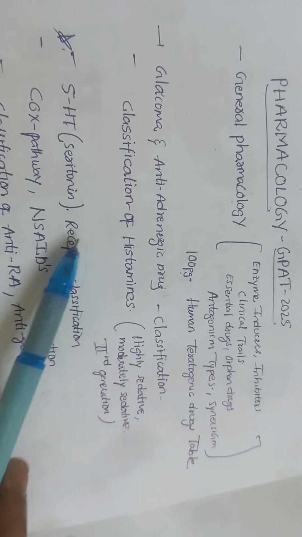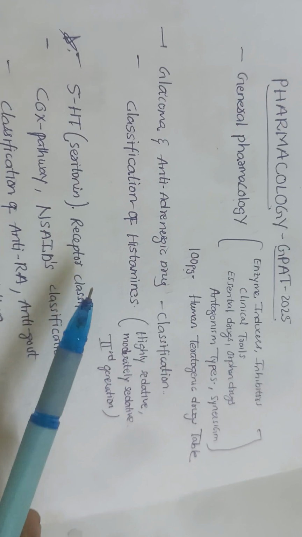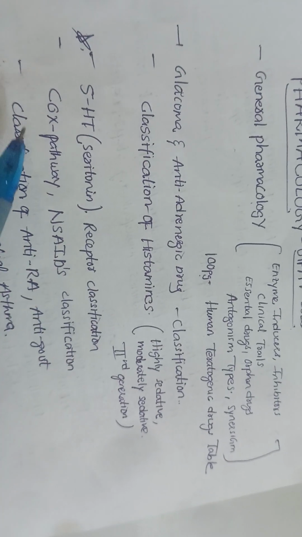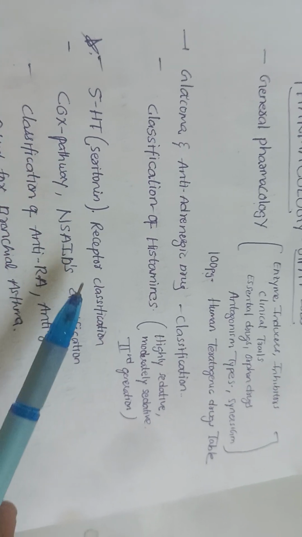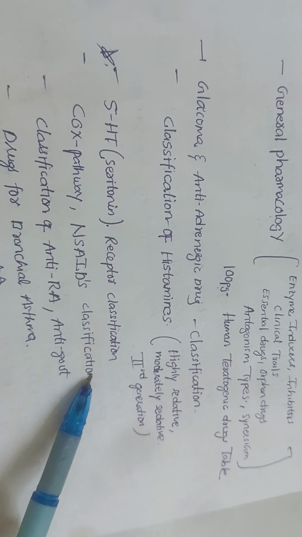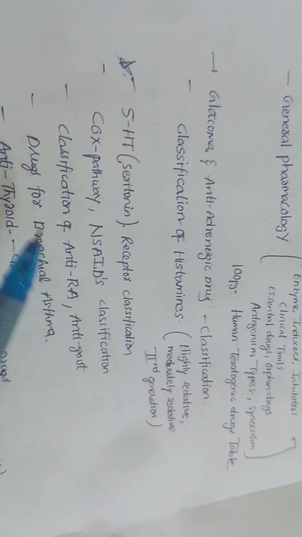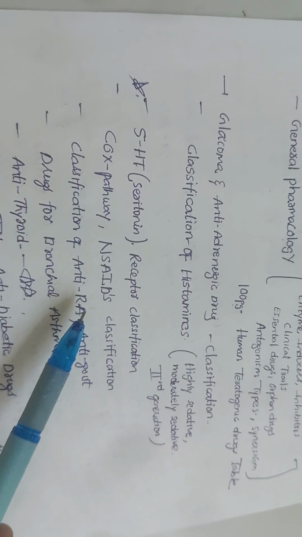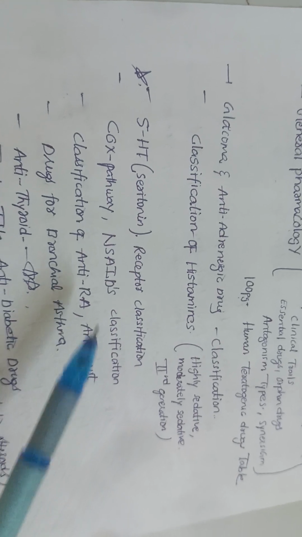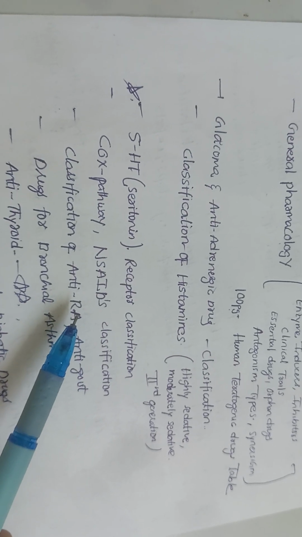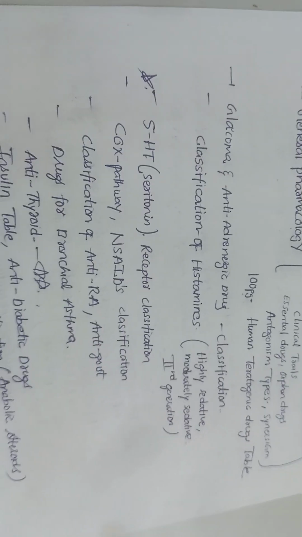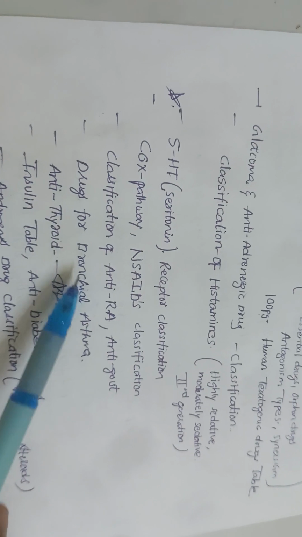important. 1 question will come from this classification of serotonins with examples also. And study the COX pathway and the NSAIDs classification, very important, and the specific indications also. Study the classification of anti-rheumatoid drugs and anti-gout drugs. Focus mainly on DMARDs, very important, and the drugs for bronchial asthma.